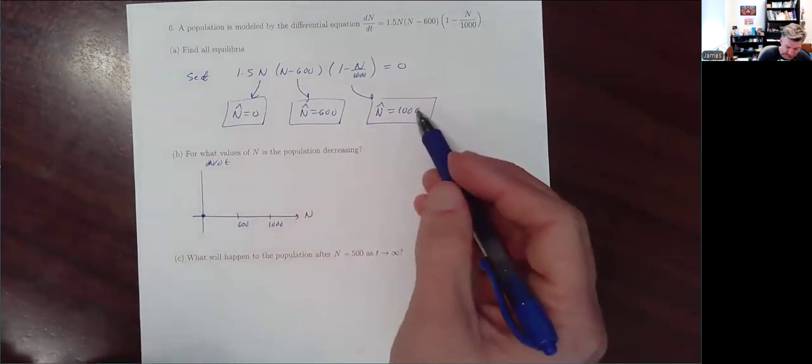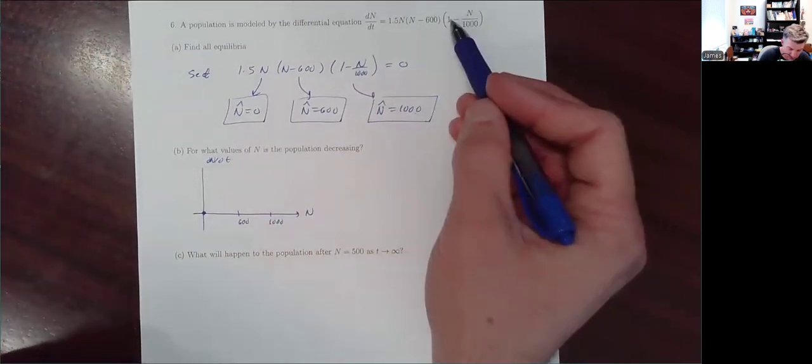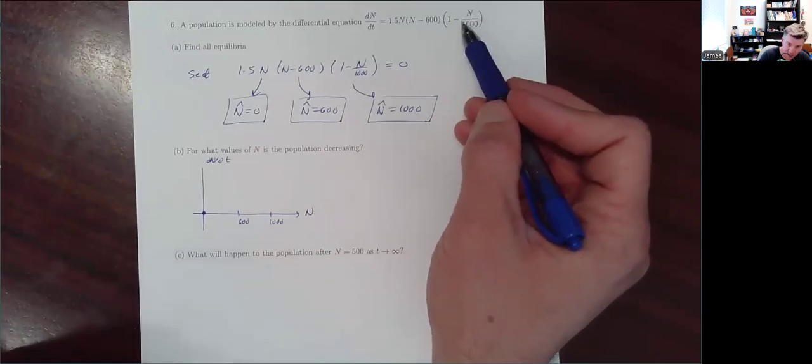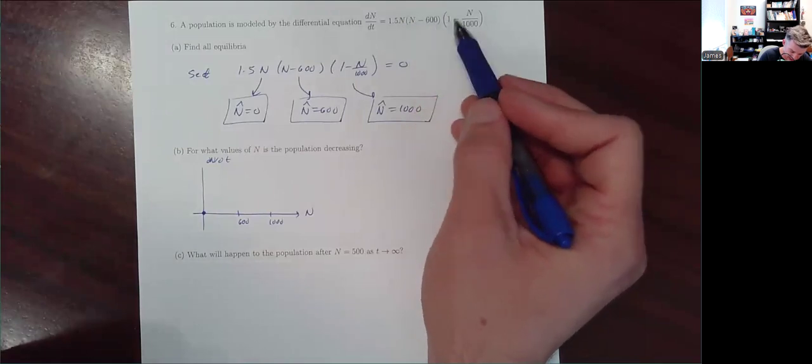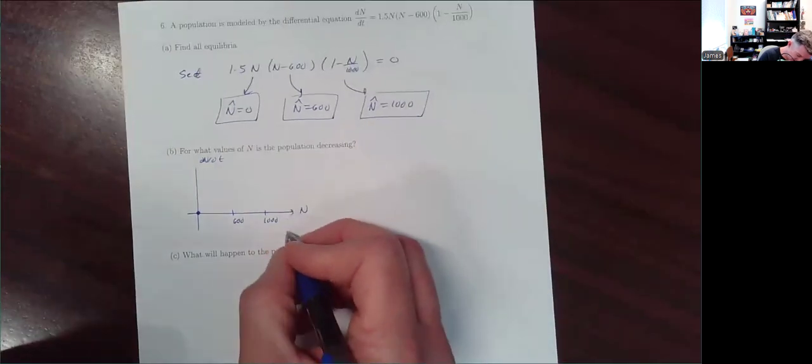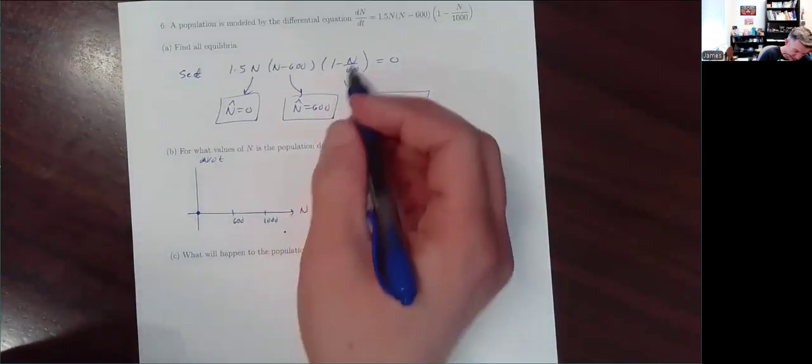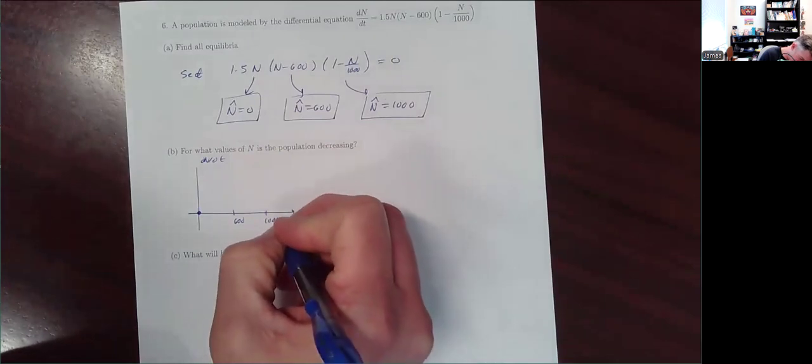Pick a number bigger than 1,000, like 2,000. 1 minus 2,000 over 1,000 is 1 minus 2, which is negative. 2,000, that's going to be positive, that's going to be positive. So positive, positive, negative means it's going to be negative over here. So down here. And then since each of these factors has an odd power of 1, the sign's always going to change. We're always going to cross. So it's going to be looking like this.